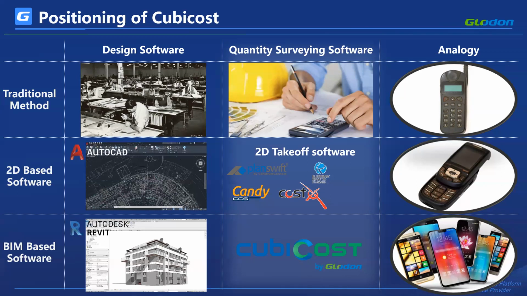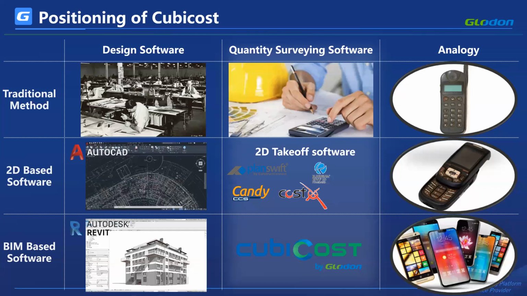Then we had 2D software. We had AutoCAD, we had Excel. We quantified by using AutoCAD software. We entered quantities in Excel. Then PlanSwift came, Candy, Costx, Cato, Bluebeam Review came. So those are 2D softwares. Still, those softwares are very inefficient.